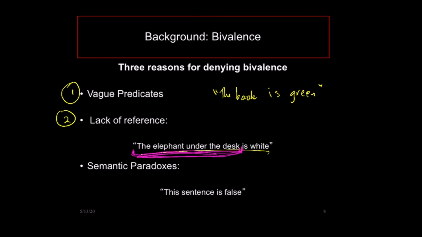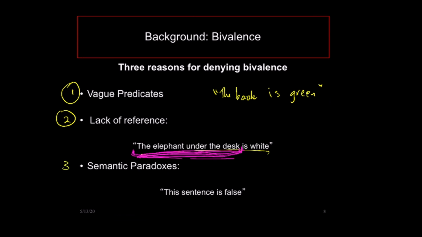Some philosophers think we should say that it's false, but then other philosophers say, well, wait a minute, if you say that it's false, then what you're saying is that it's true that the elephant under the desk is not white. And if it's not white, then you should tell me what color it is. But you can't, because there's no elephant under the desk. So there are these little subtleties about statements where what you're talking about does not have a reference.